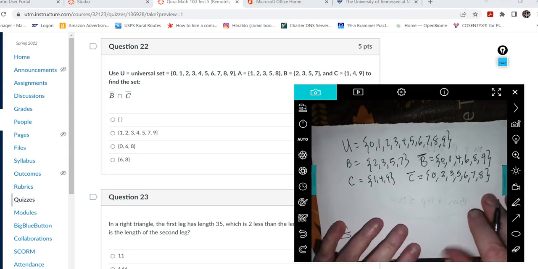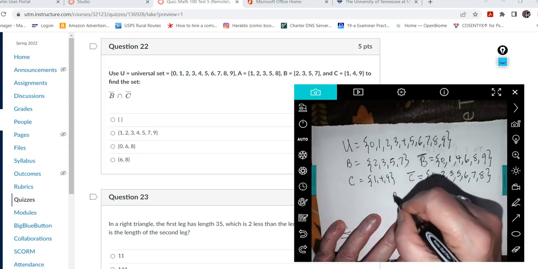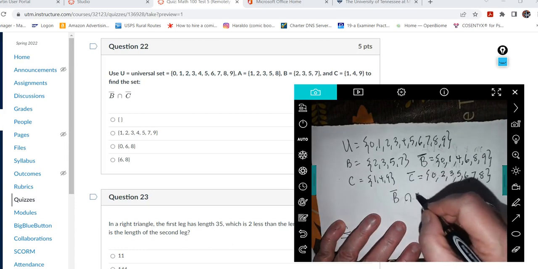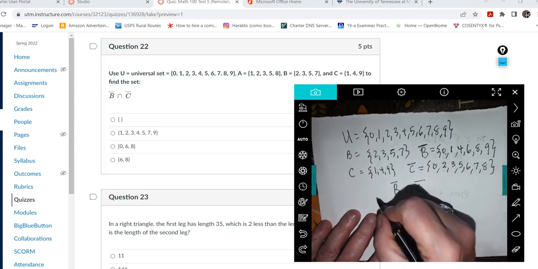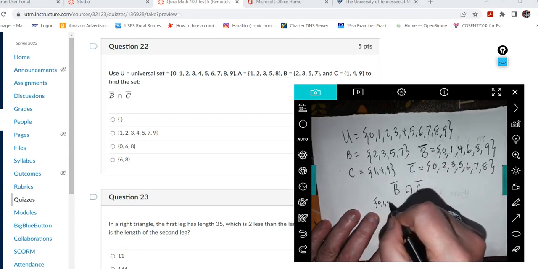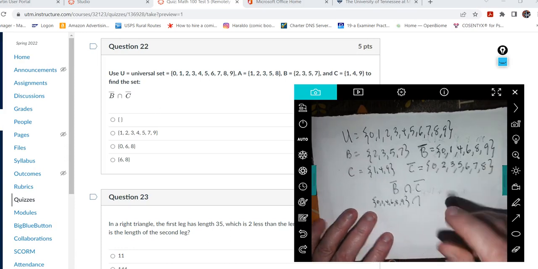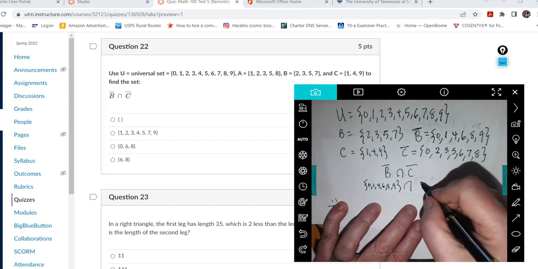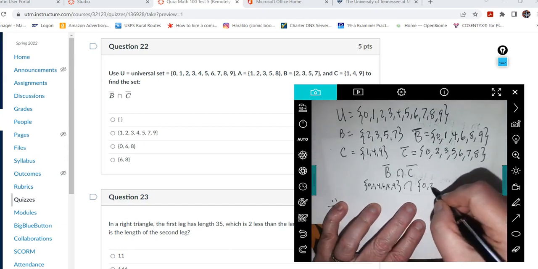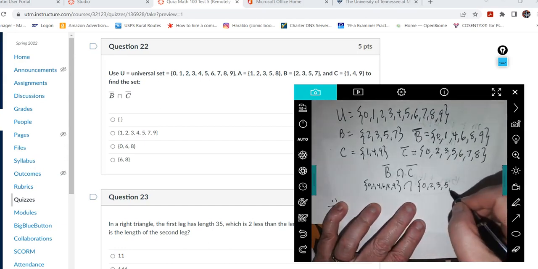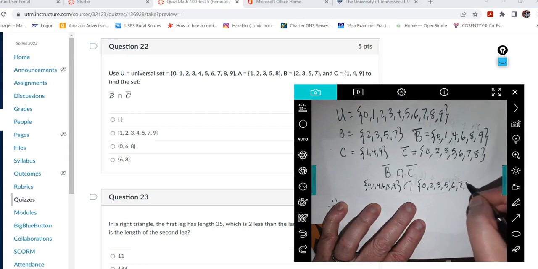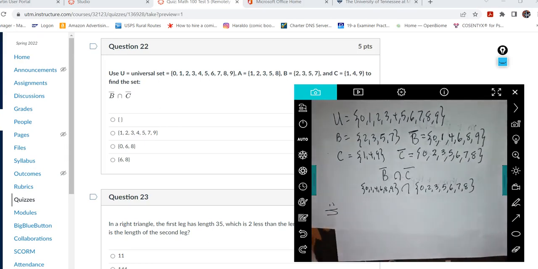Okay, now what have we been asked for? We've been asked for this. So now put them next to each other. Now intersection means they have to be in both sets. We only want elements that are in both sets.